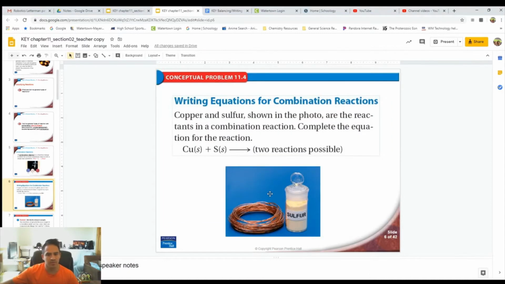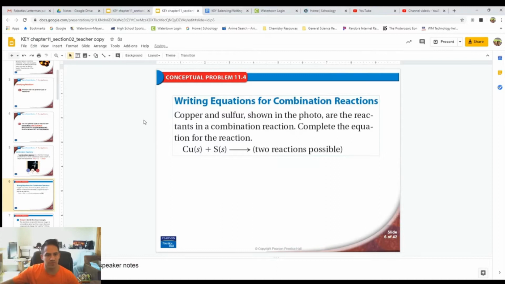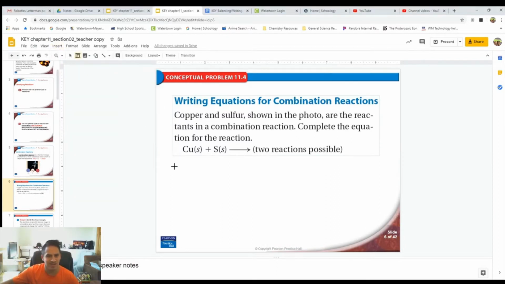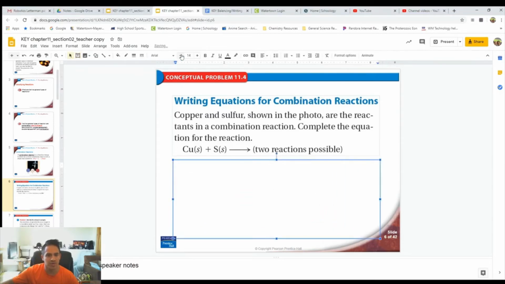All right, so here's an example problem. It says copper and sulfur are shown in the image, which I just deleted, and they are the reactants in a combination reaction. Complete the equation for the reaction. And it does say 2 reactions possible. So we are going to have copper reacting with sulfur. So Cu, and the (s) in parentheses just means it's a solid, reacting with sulfur. And there's 2 reactions possible.